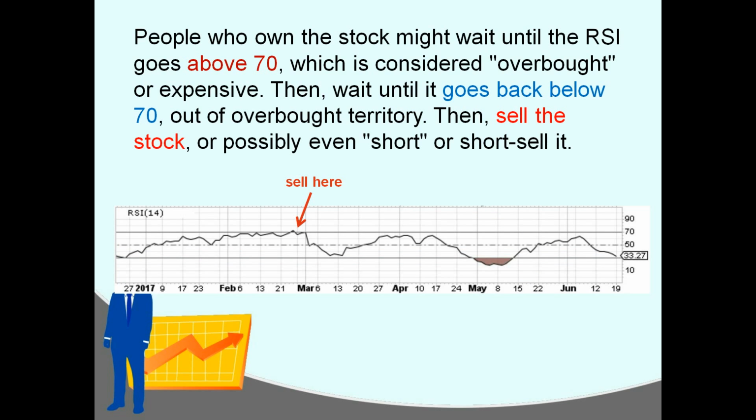People who own the stock might wait until the RSI goes above 70, and here's the 70 line, okay? And you can see here that the RSI line went, it's hard to see, but it went a little bit above 70 right here. Okay, so people who already own the stock might wait until the RSI goes above 70, which is considered overbought or expensive, and then wait until it goes back below 70, out of overbought territory. And then they might sell the stock. Okay, so it went above 70 a little bit and then went back down below 70, and they might sell it here if they already own the stock.